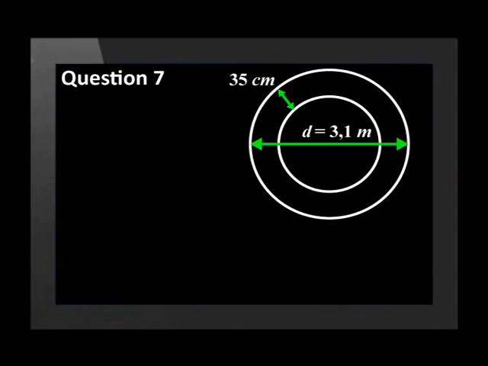Remember to keep on showing all of your working out. The picture on your screen is a circular fish pond that will be built in the courtyard of the complex. The fish pond has an outer diameter of 3,1 meters. The concrete rim is 35 centimeters in width and the pond is 65 centimeters in height.